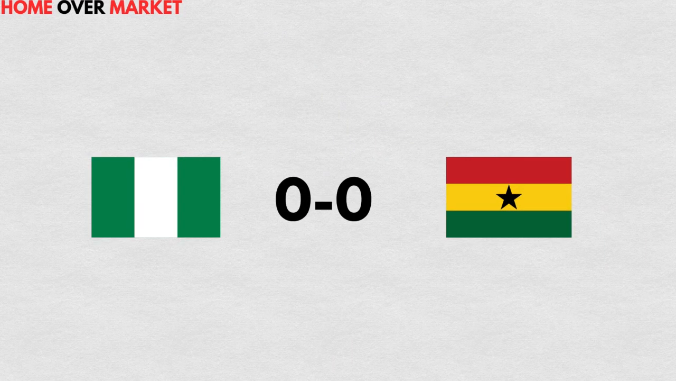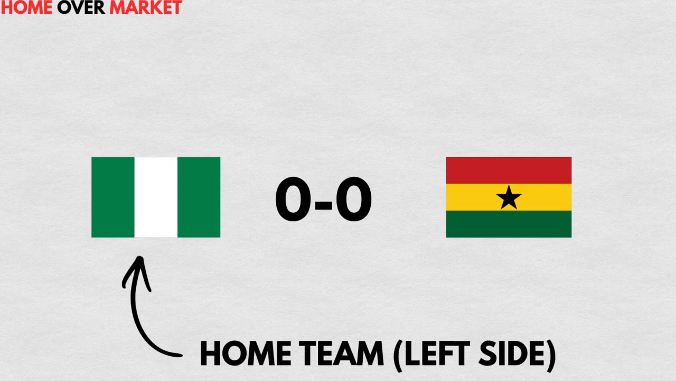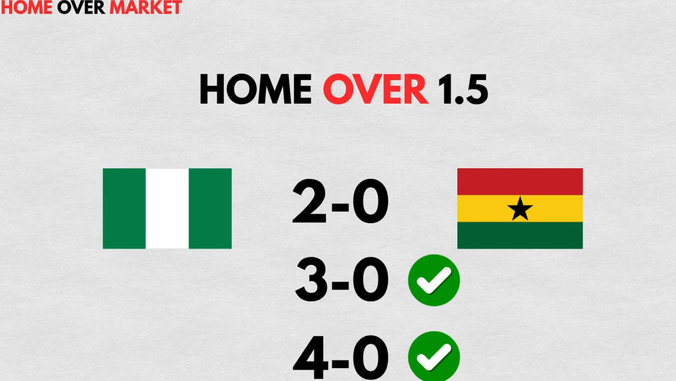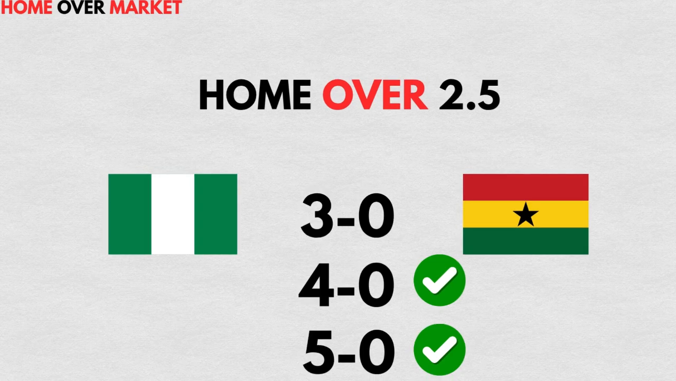For the home over market, whatever you select is only going to affect the home team. So let's say you pick home over 0.5. That means you're expecting the home team to score one or more goals in that match. Home over 1.5, that means you're expecting two or more goals from the home team. And home over 2.5, that means you're expecting three or more goals from the home team.